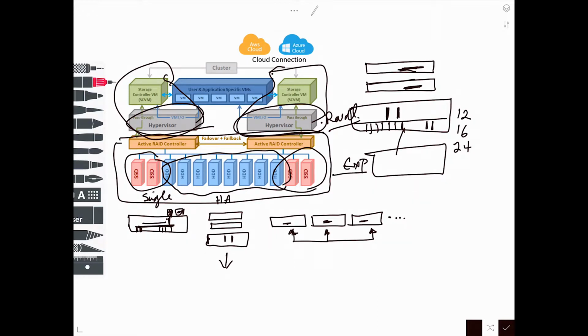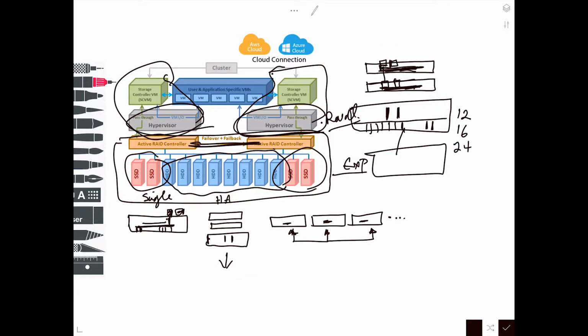So the RAID arrays are the two RAID controllers here, and then hard drives or SSDs, and then the head controllers are basically the full controller, plus it has a hypervisor embedded in it and a storage controller. So a storage controller and the hypervisor are here. The storage controllers are clustered, and the hypervisors are basically VMware or Hyper-V. They would be in a cluster as well.